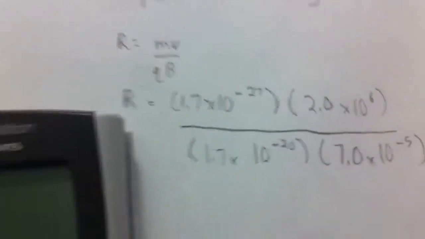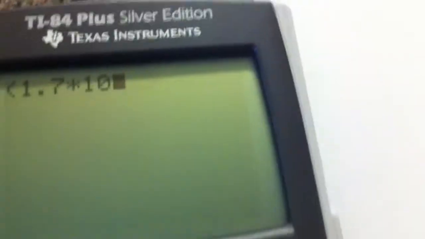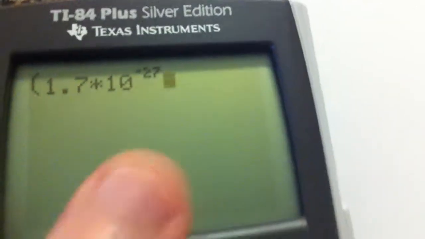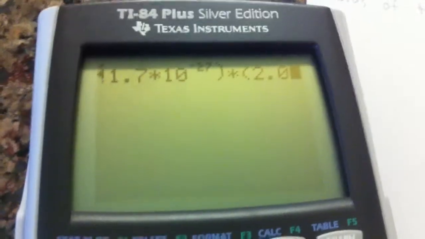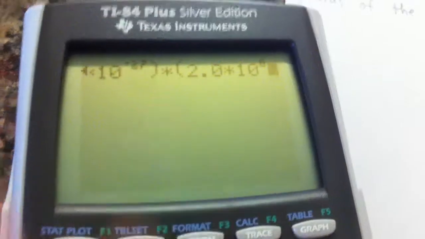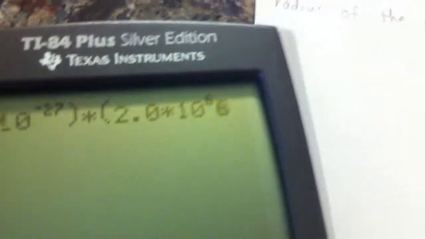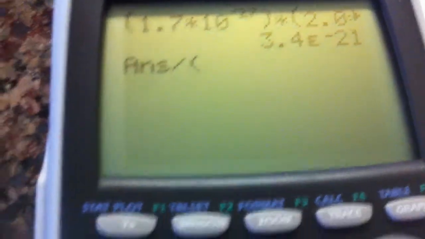So what I'm going to do is put all of that into my calculator. 1.7 times 10 to the negative 27 times 2.0 times 10 to the 6. Okay, we get that. Now we have to divide this value by the charge times the magnetic field magnitude.